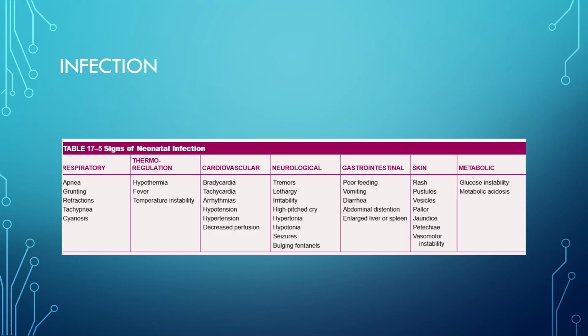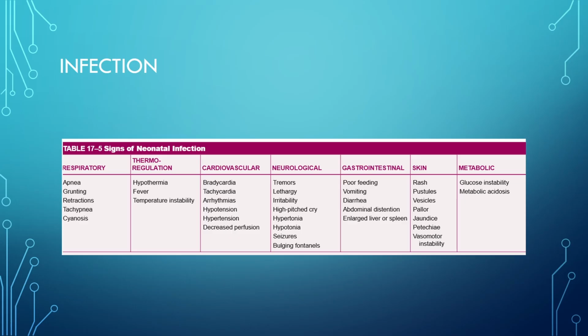Thermoregulation. So either a low temp or a high temp, or just really the inability to stabilize their temperature. Their cardiovascular can have issues, either a low heart rate or a high heart rate. You might start hearing arrhythmias. Their blood pressure might go up or go down. And then also their decreased perfusion. So maybe you see persistent acrocyanosis, decreased cap refill, potentially central cyanosis.